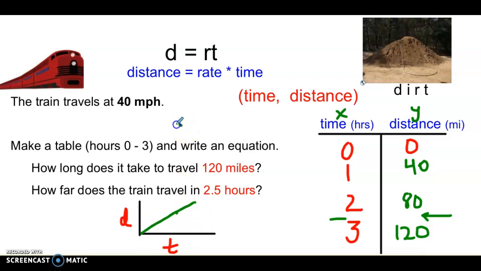And if you wanted to write the equation, it would be distance equals something times time. Well, our train is traveling at 40 miles per hour, so it would be D equals 40t.